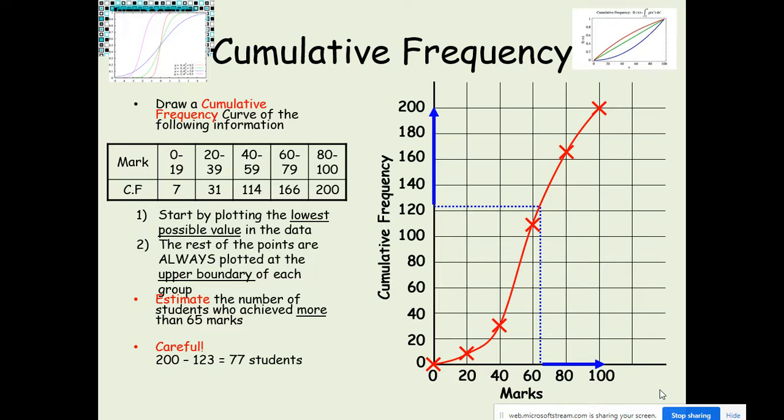Okay, so when it says less, it would be 123. But when it says more, achieved more than 65 marks, be careful. You're going to do 200 minus 123.